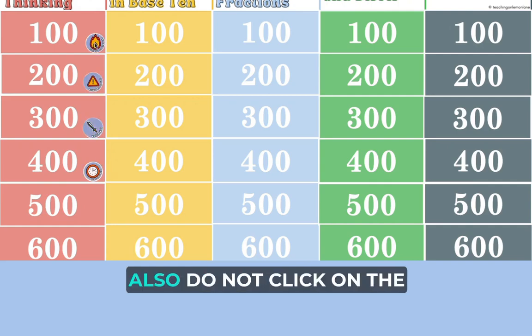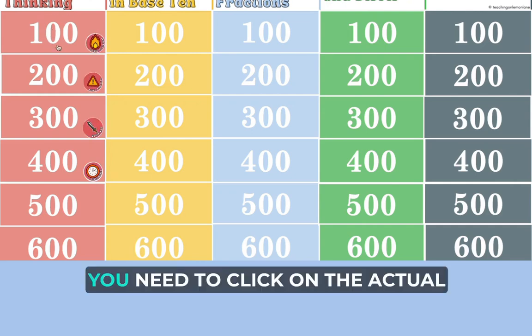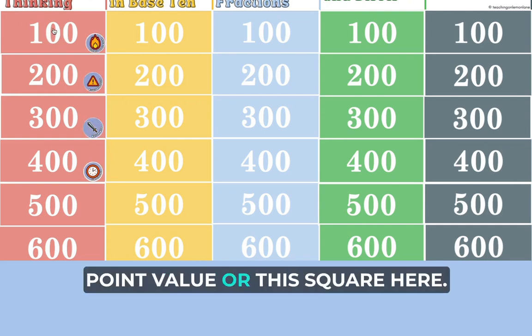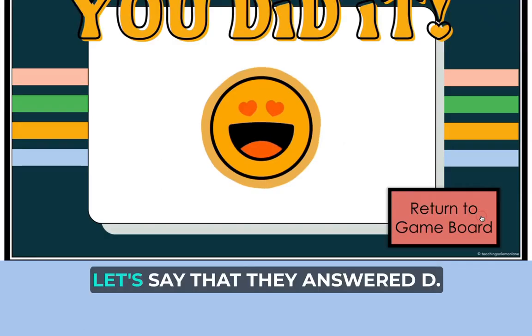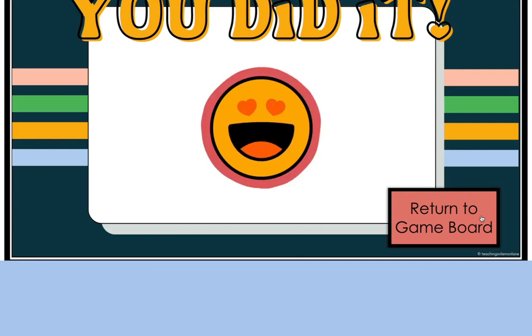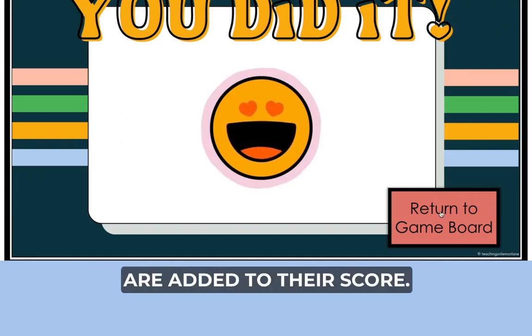Make sure also, do not click on the sticker icon in order to play this question. You need to click on the actual point value or this square here. So I click in the center of it. It brings it to me. Let's say that they answered D. They did it correctly. They wagered 300 points. So an additional 300 points are added to their score.